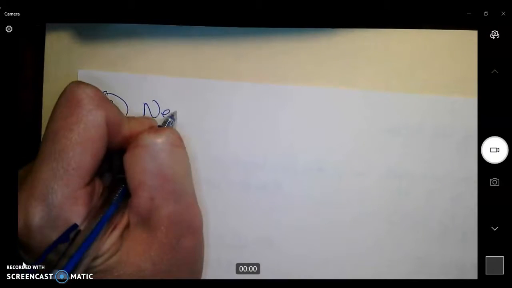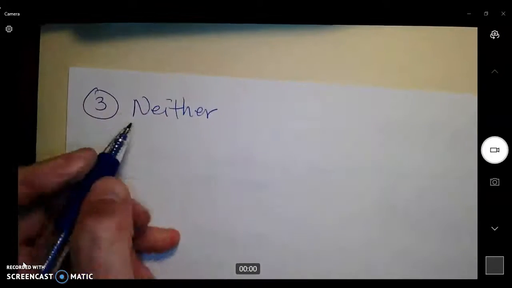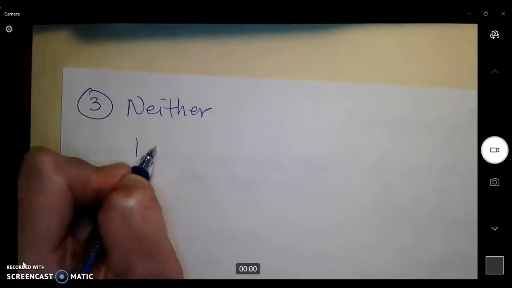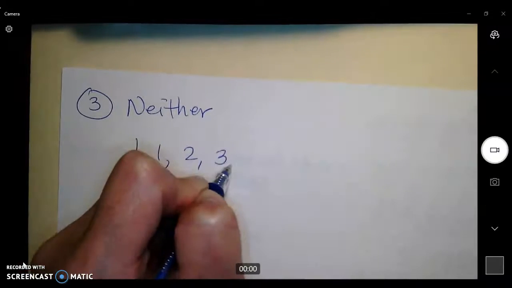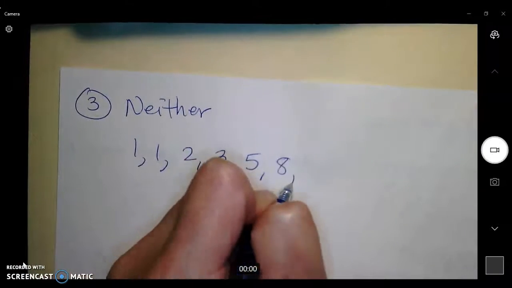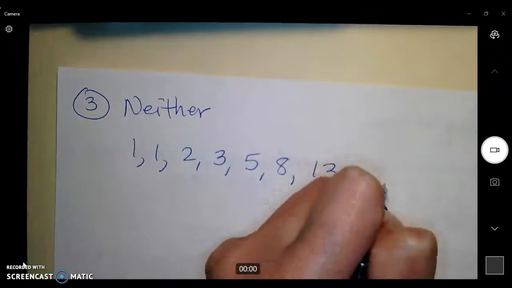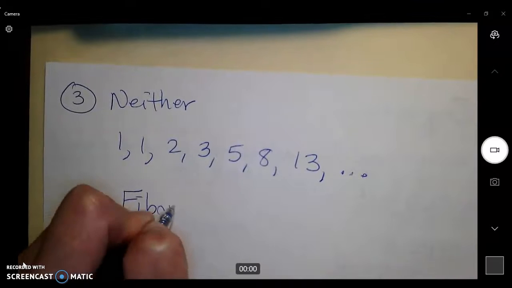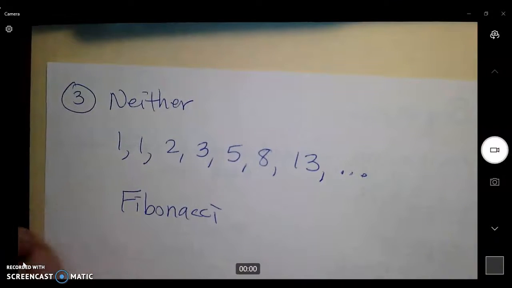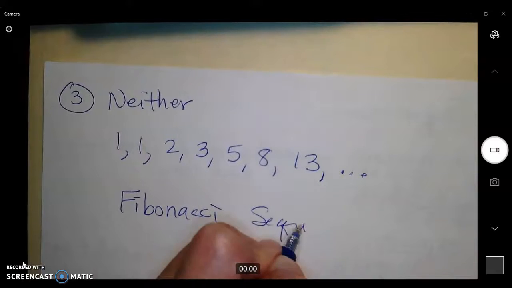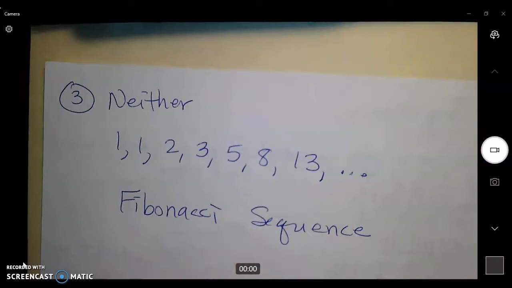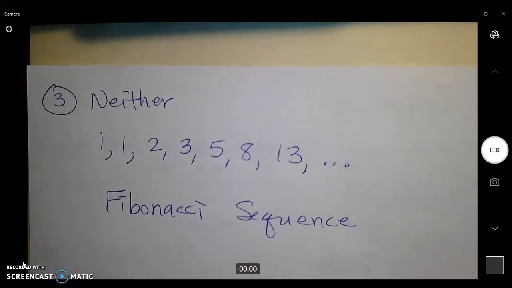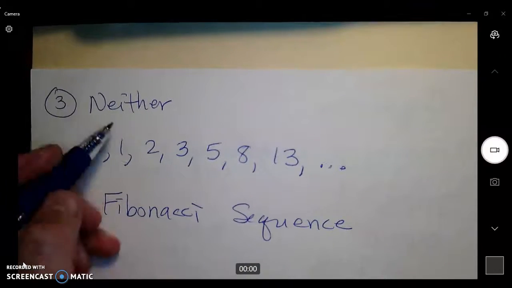All right, the last one is neither. So here's an example of a sequence that is neither. And this is actually a famous sequence. It's named after a guy named Fibonacci, and you can actually Google him if you want. Fibonacci sequence. There are many other types of neither sequences. I'm just showing you one of them. And this actually does have a pattern to it, but we can't write the equation for it.